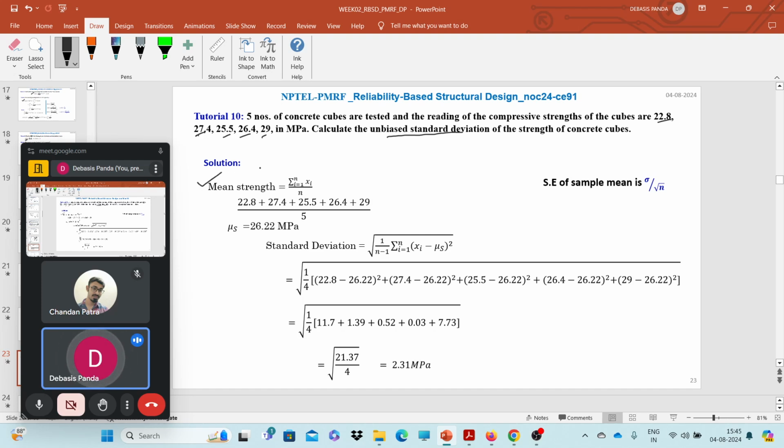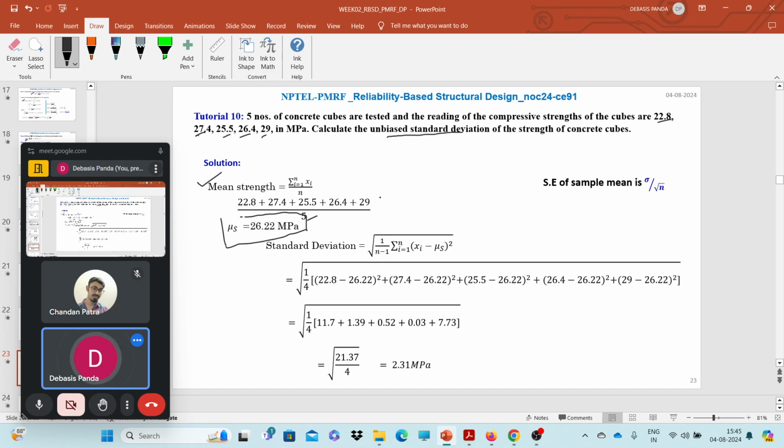How can we find the mean? Just sum all the samples and divide by the number of samples. Here we have 5 samples, so sum them up and divide by 5. So we have got that the sample mean is 26.22 MPa, that is Newton per mm square.